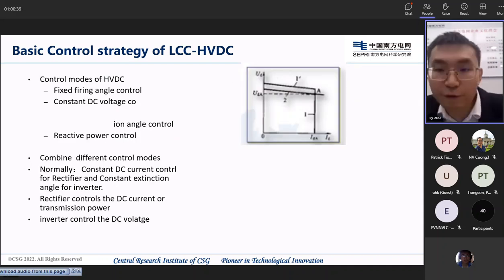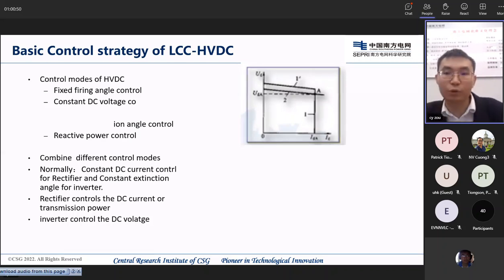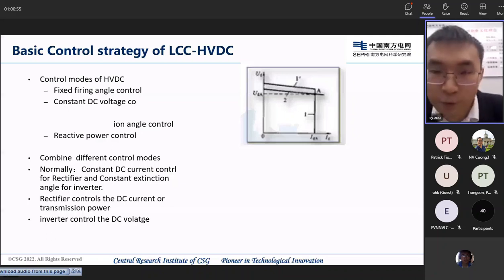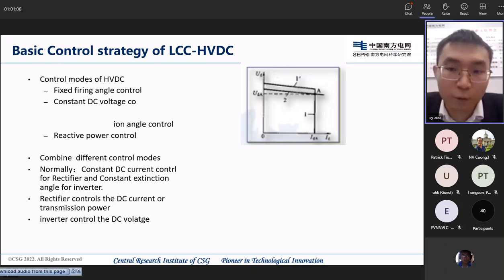According to the different control targets, the control modes of HVDC are listed in this page. The constant DC voltage control and the extinction angle control is usually adopted in the inverter side to maintain the DC voltage. Constant DC voltage or current control is adopted in the rectifier side to maintain the DC current, as we can remember, current at the rectifier side and voltage at the inverter side.